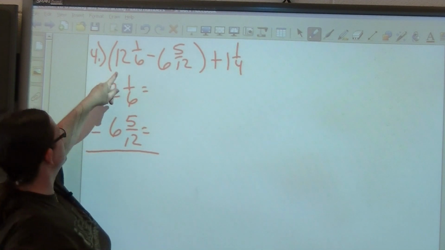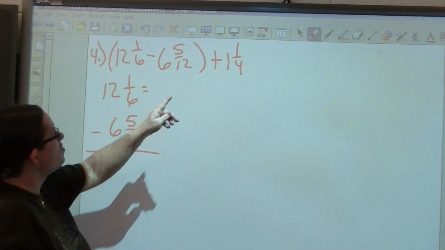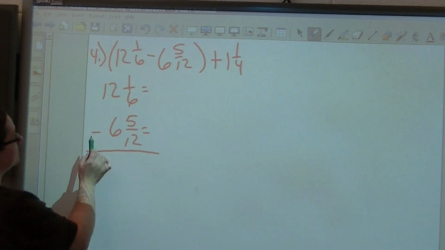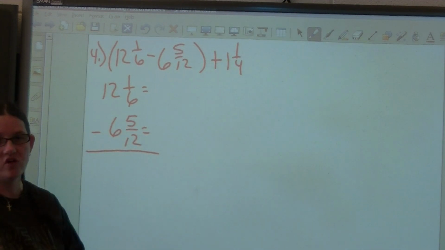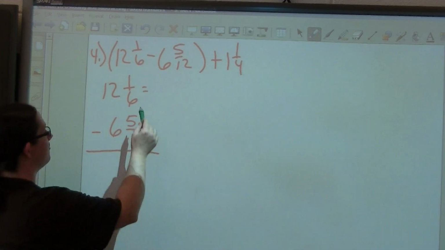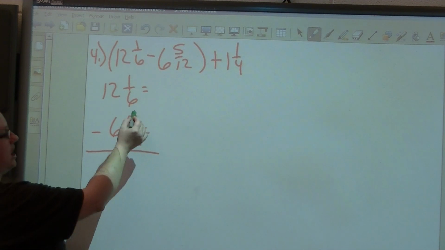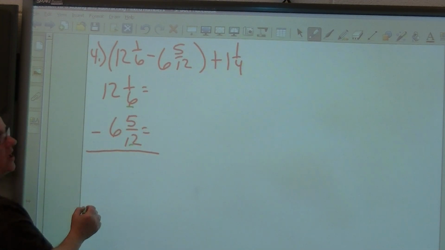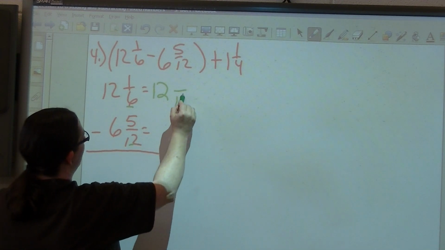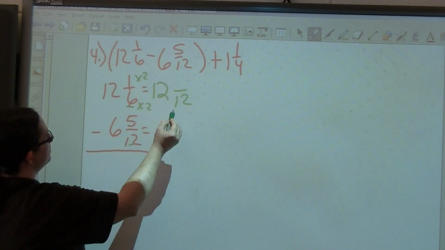So copy down 12 1/6, take away 6 5/12ths, plus 1 1/4. You will see here that I wrote 12 1/6, take away 6 5/12ths first because it is inside the parentheses. Okay, so now we do our normal stuff. Can I do 1/6 take away 5/12ths? No, I need a common denominator. Common denominator of 6 and 12 is what? 12. Okay, so I need to change my 6 here to 12s. 6 times what gives me 12? 2. 1 times 2 gives me 2.